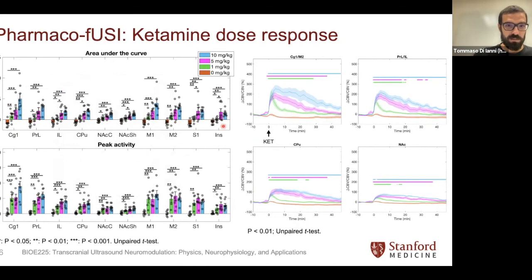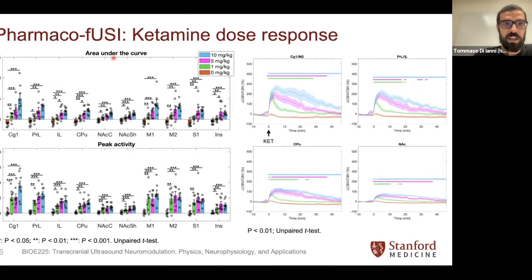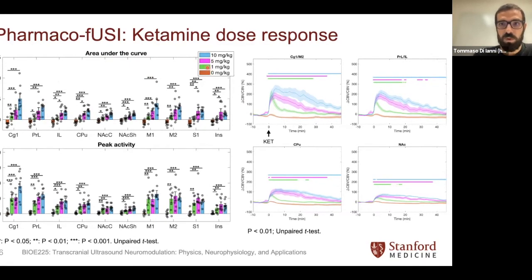This might be overwhelming, but this is just to wrap up the dose response part. Here we're looking at area under the curve and peak activity taken from these plots. Particularly the area under the curve shows a pretty good dose response with no ketamine, 1 mg/kg, 5 and 10 mg/kg of body weight. So we're starting to decode a little bit what is happening at these different doses with pretty good sensitivity. We're pretty excited about what we'll see next with this.